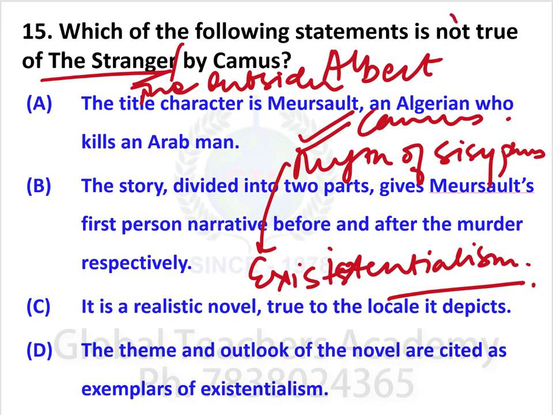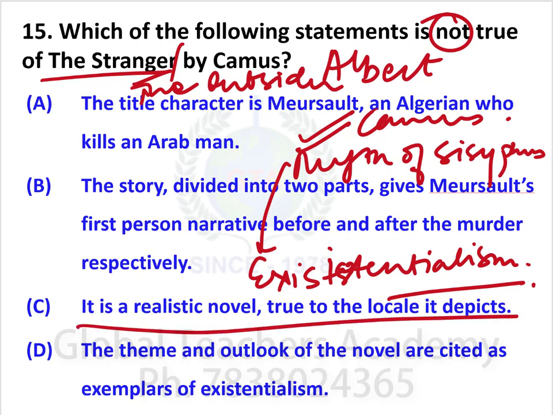So the options here, again, "not true" is important, right? So the options here are: A, the title character Mishra, an Algerian who kills an Arab man. B, the story divided into two parts gives Mishra's first-person narrative before and after the murder respectively. Is it C? It's a realistic novel true to the locale it depicts. Or D, the theme and the outlook of the novel are cited as examples of existentialism. Right? So these are the four options, and obviously it's not a realistic novel.